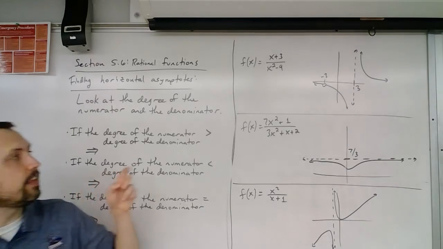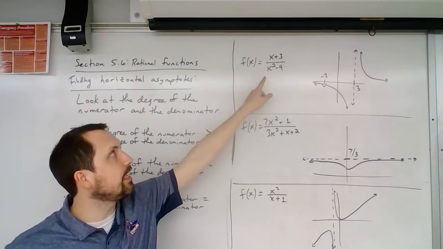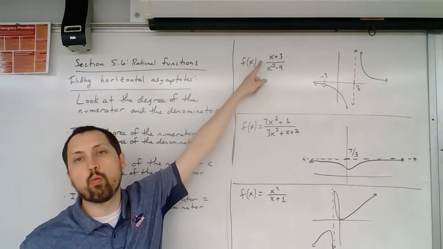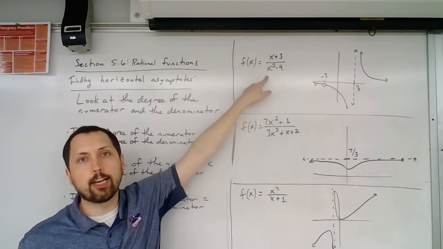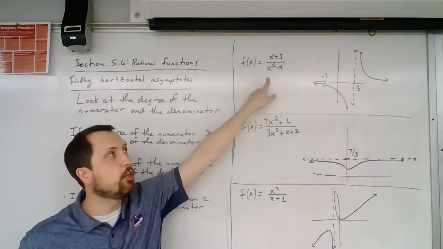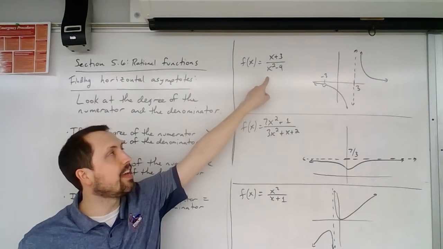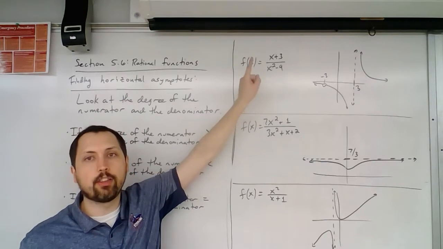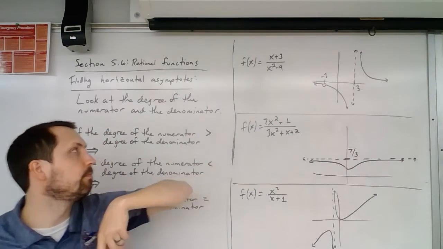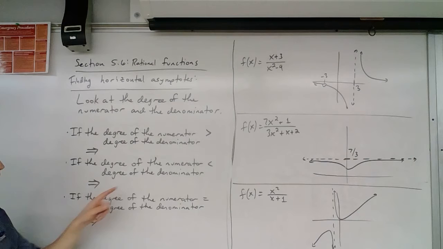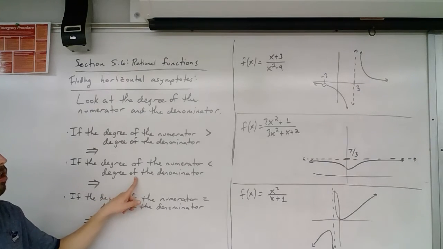So in this first one, we see that the degree of the numerator is 1. Highest power of x is 1. The degree of the denominator is 2. The highest power of x is 2. So here, the denominator has the higher power of x. So the degree of the denominator is larger than the degree of the numerator. So we're going to be looking at this case where the degree of the numerator is smaller than the degree of the denominator.